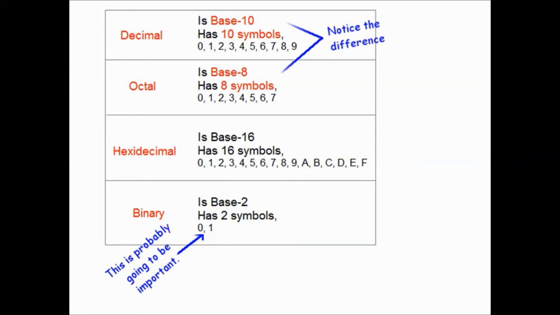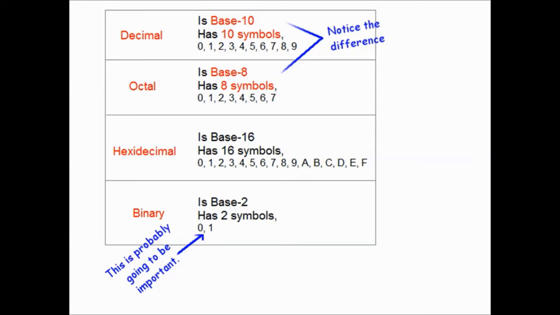Back when I went to school for this, we learned basic math and conversions between decimal, which is base 10, octal, which is base 8, hexadecimal, which is base 16, and binary, which is base 2. And that base 10, 8, 16, that basically tells you how many unique characters there are in the number system. Like in decimal, we have 10 unique characters, 0 through 9. Octal has 8 unique symbols, 0 through 7.